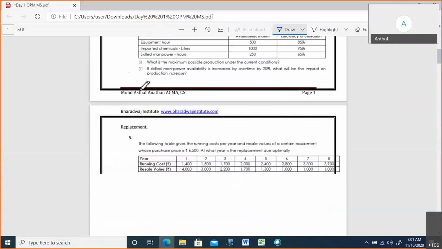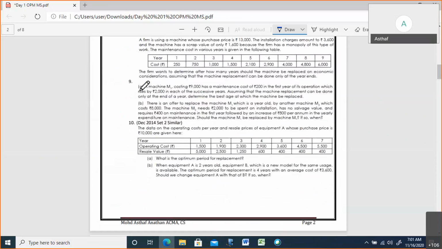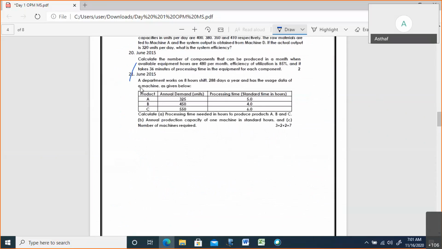Question number 3. Only the same question, question number 3 here, because in your online MTP, they will ask one question with 3 subdivisions like that. So here we have 3 subdivisions. We will start. I hope you are ready. The department works on an 8-hour shift, 288 days in a year, and the usage data of a machine is given below. A, B, C, annual demand and processing time are given.